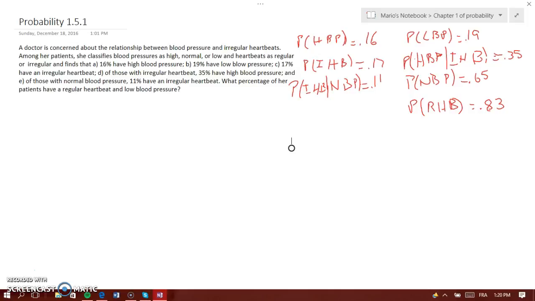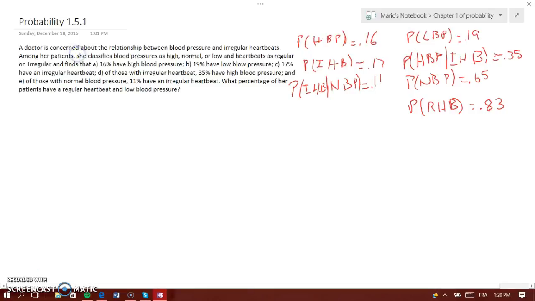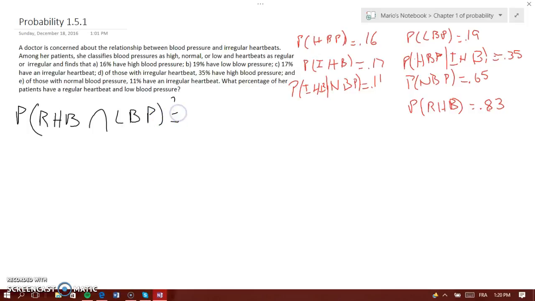So, what they're asking is, the question is to find a percentage of people who have a probability of regular heartbeat and low blood pressure. This is the question. So I wrote on the side everything that we are given, and those we are not given that are already calculated by default.